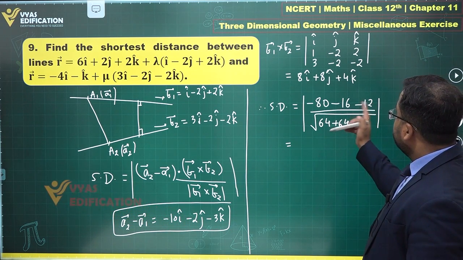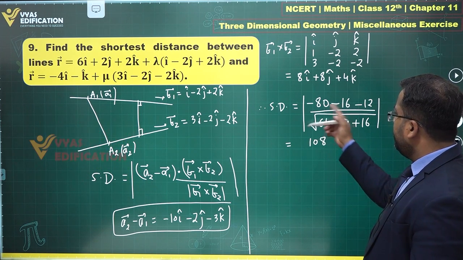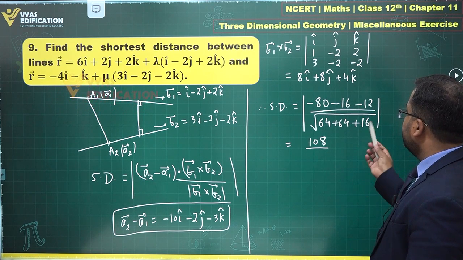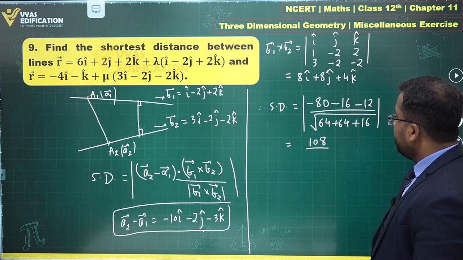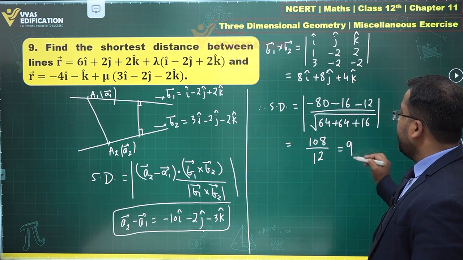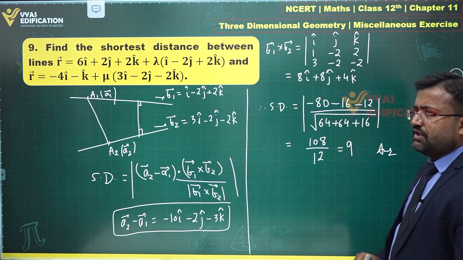Let's take a look at this. 80, 108, this is 108. If you remove the modulus, the minus will be taken care of by the modulus. What about the denominator? This is 80 and 64, which is 144. Under root, it will become 12. Okay, and this becomes 9 actually. That's what you'll get. That's the shortest distance, and that's my answer for this question, as you can see over here.